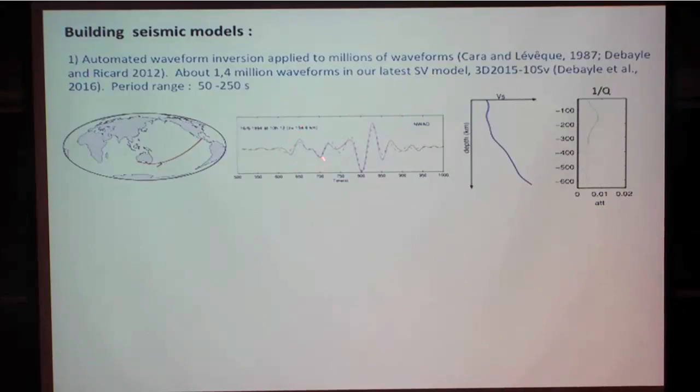We can match either Rayleigh waves, shown here in red, where we match the Rayleigh wave with a synthetic seismogram, or Love waves. We match the fundamental mode of the surface waves, either Rayleigh or Love, which is the dominant part of the signal. In the period range in which we work here, between 50 and 250 seconds, this gives you information down to 400 kilometers depth roughly.